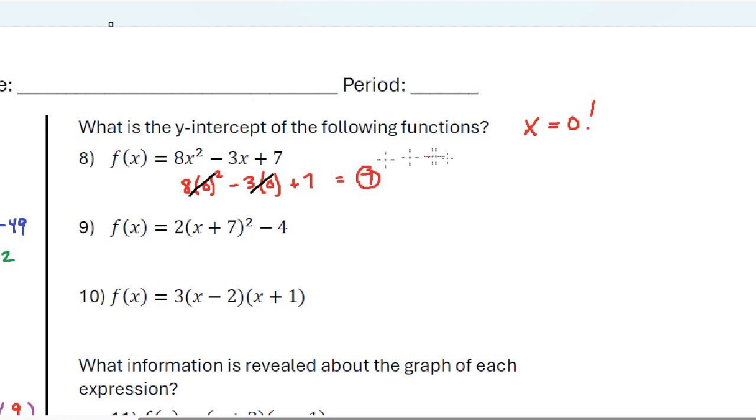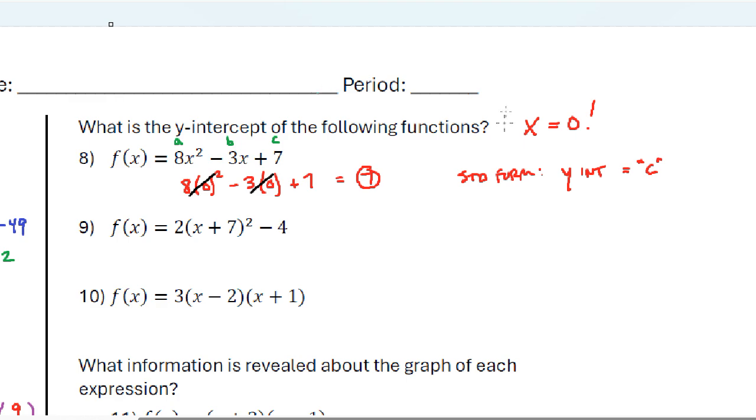In fact, it will always be the c value with standard form. So standard form, the y-intercept equals the c value. Got it. If you're forgetting about the values of a standard form, the value of a is here at 8, the value of b is here at -3, and the value of c is here at 7.